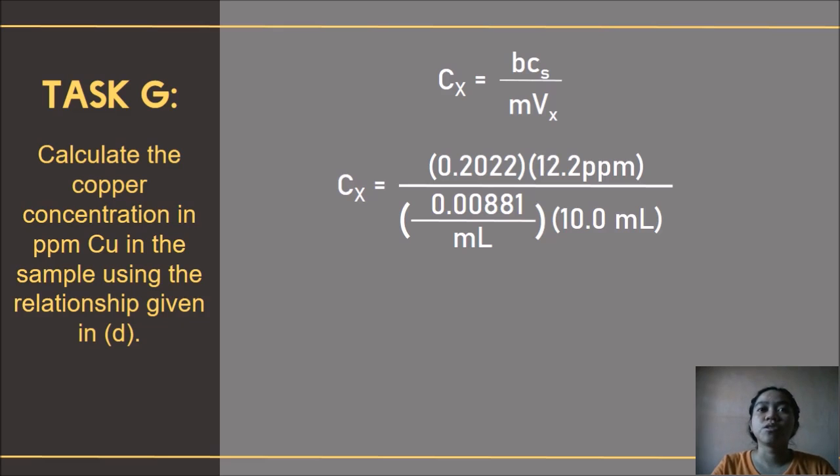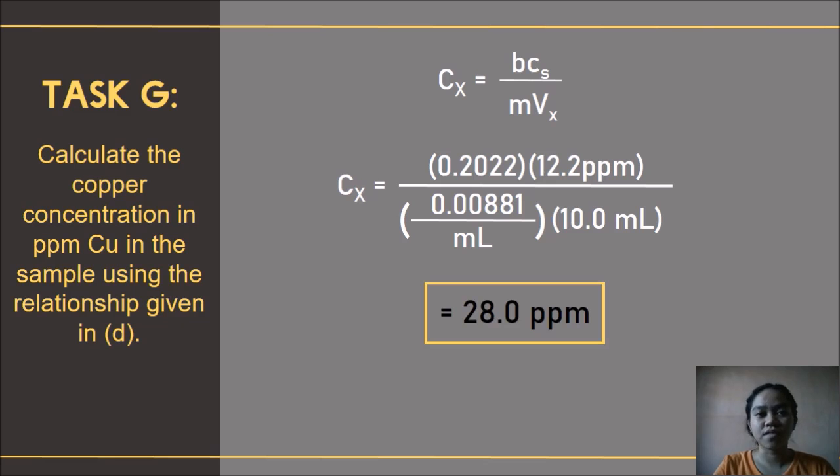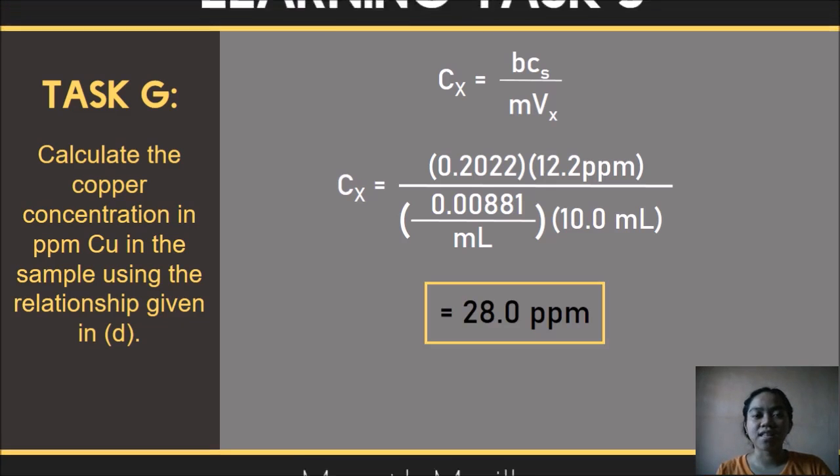So we just multiply and divide those, and we will have 28.0 ppm as an answer. And that's it for learning task number 3.